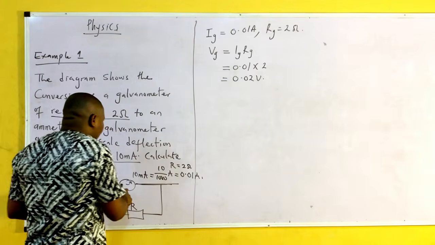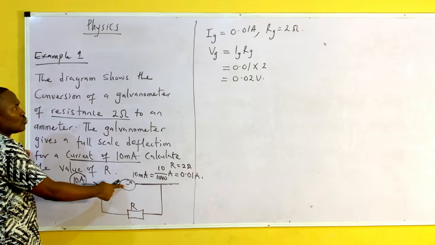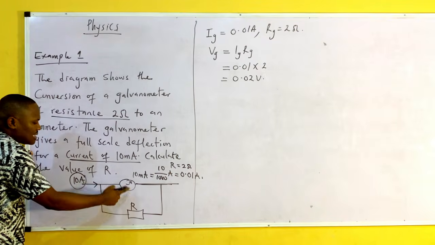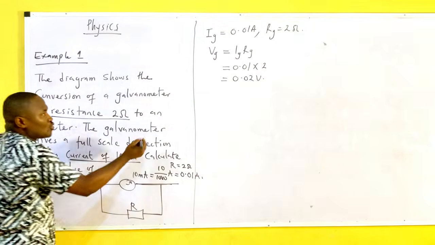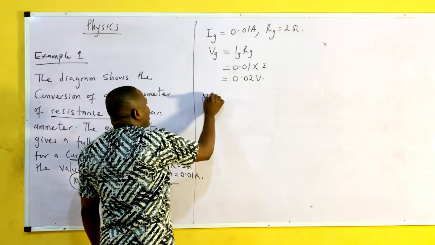So if the voltage of the galvanometer is 0.02, and I know that in parallel they have the same voltage but different currents, so I will make a note. What do I want to note?